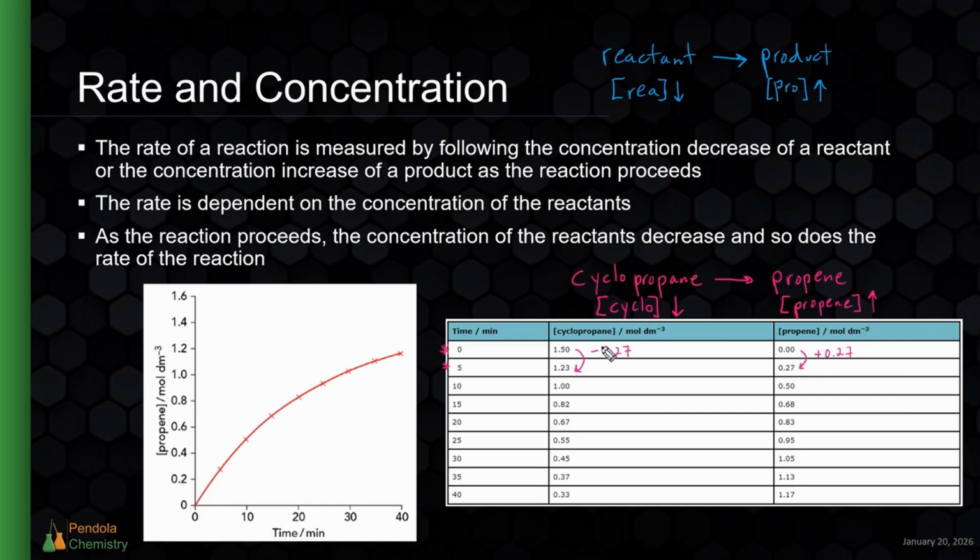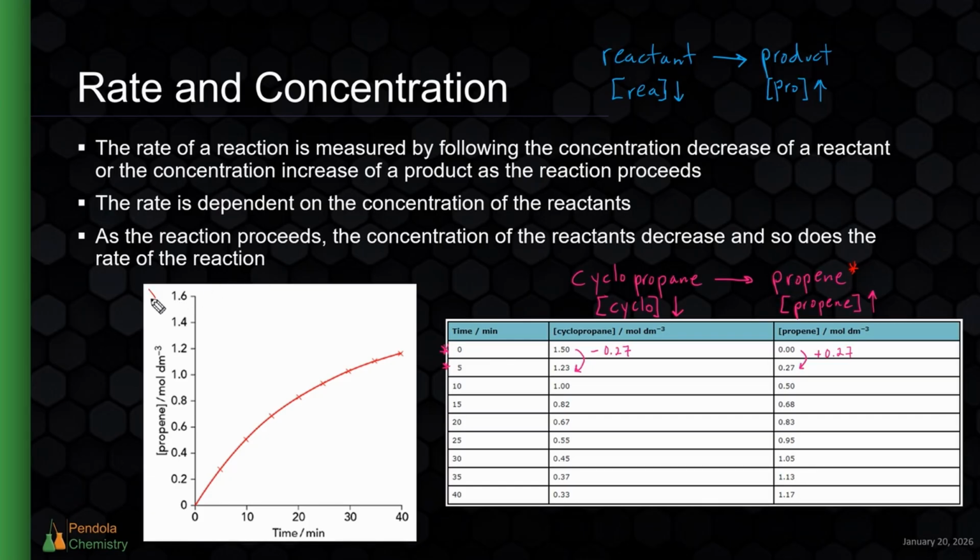So the concentration of the cyclopropane as this reaction goes on, we can see it keeps decreasing from 1.23 to 1.0, then to 0.82, 0.67, and so on and so forth, whereas the concentration of propene increases. Well, let's say we focus on the propene. So let's say we are going to focus here on the product to talk about the rate of the reaction, because we could look at either the reactant or the product. But let's say we talk about the product.